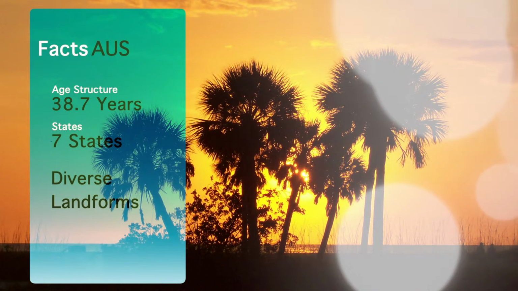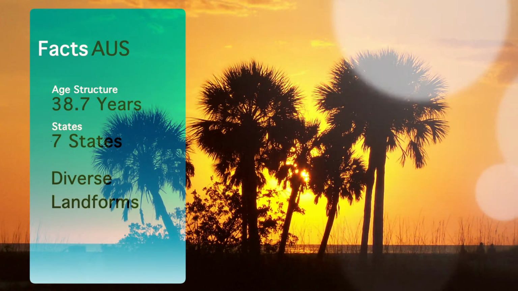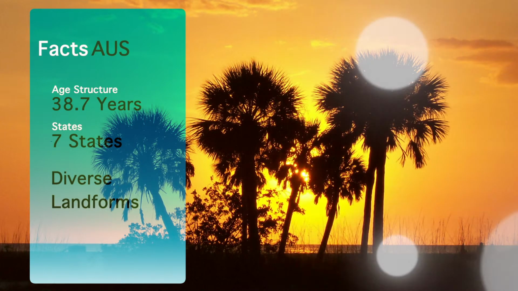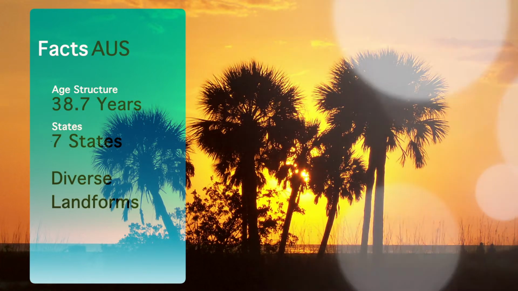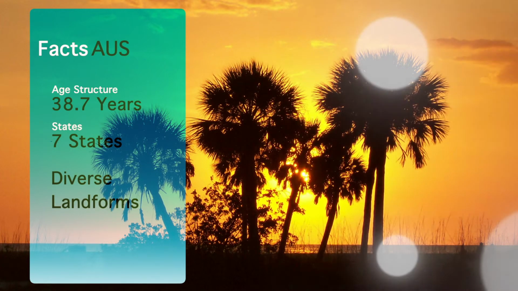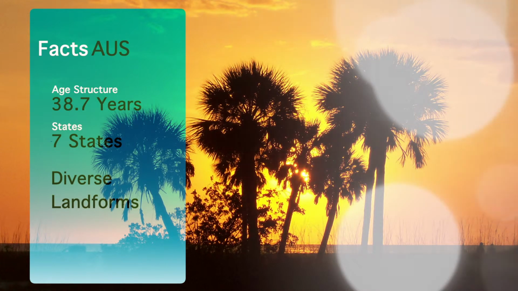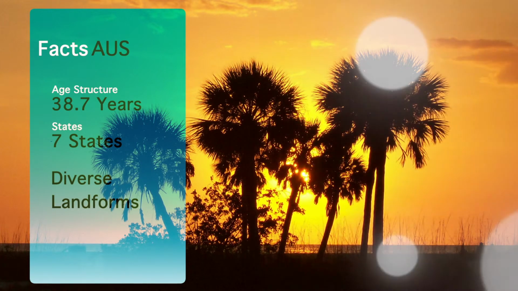Also, some more demographic information. Like I said, they have 7 states. The aging of Australia's population, already evident in the current age structure, is expected to continue. The median age of Australia continues to increase to 38.7 years. So their people are pretty old.